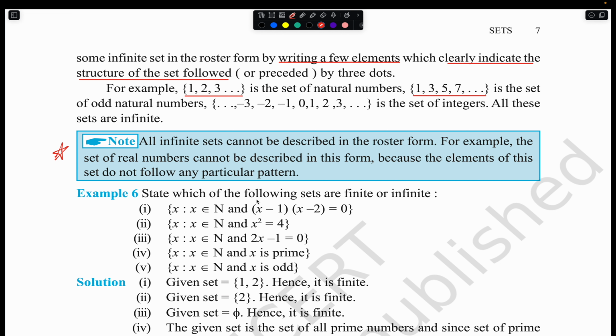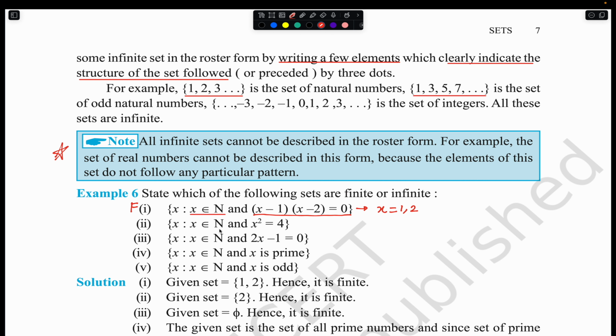So we have to state which of the following sets are finite or infinite, right? Let's see the first set. The first set is the collection of x, where x is a natural number and x satisfies this equation. Clearly, if you solve this equation, you are going to get two values of x, that is 1 and 2, right? So only two elements are going to be members of this set. So this is going to be a finite set.